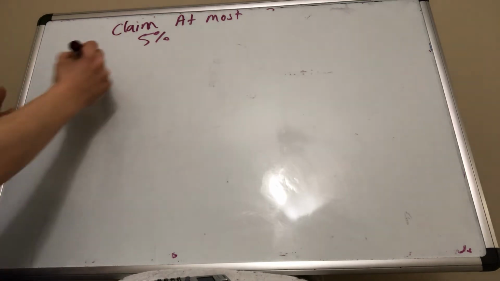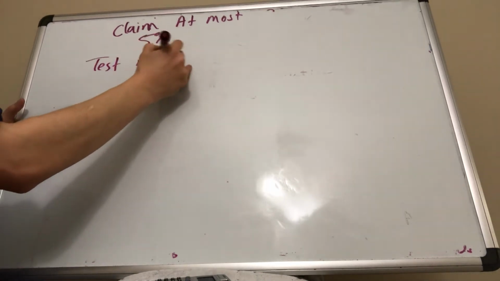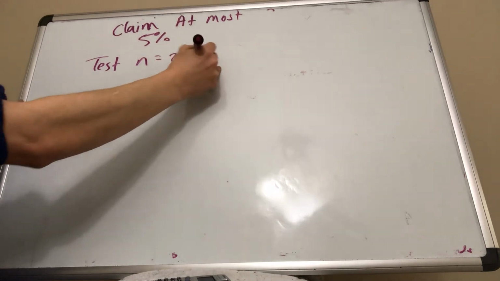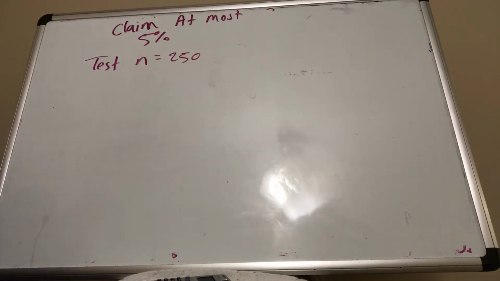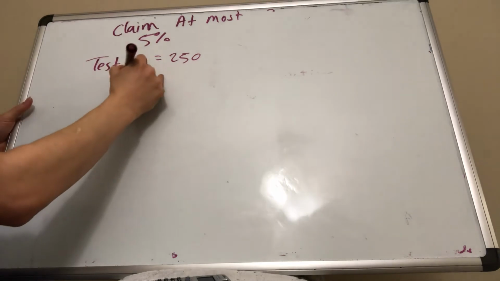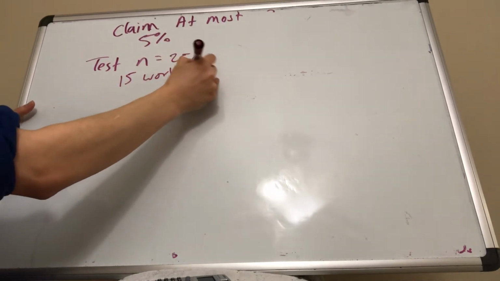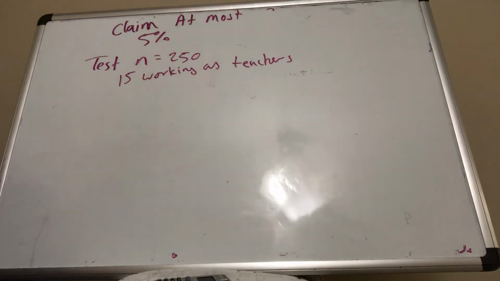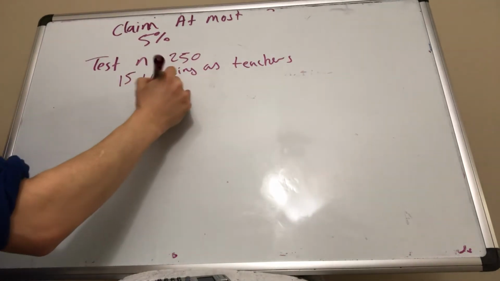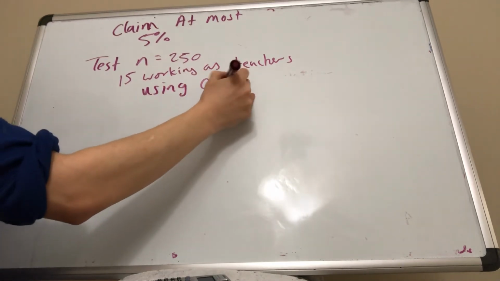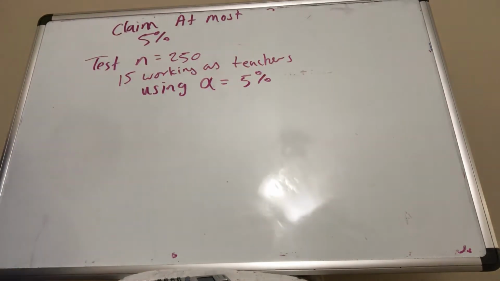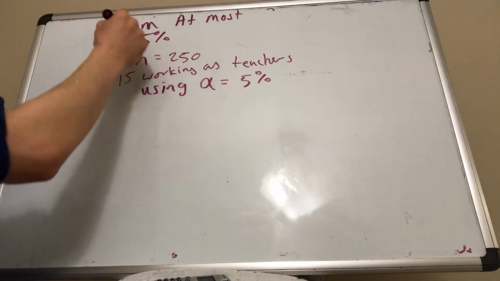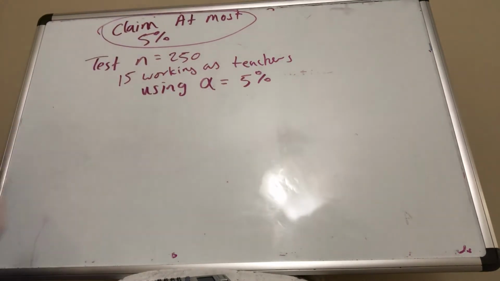So now we're gonna test this. We take a sample of 250 and we found 15 of them working as teachers. Using alpha of 5%. Okay, the question is, can you support the claim? Is the claim valid? We're testing the claim.